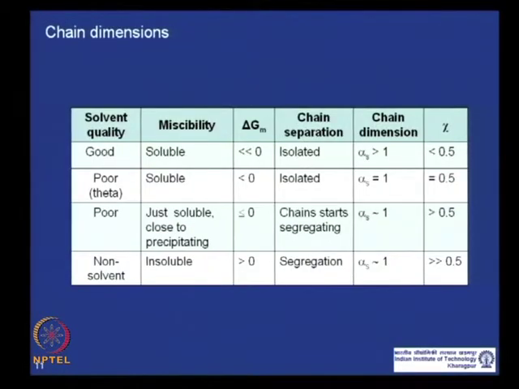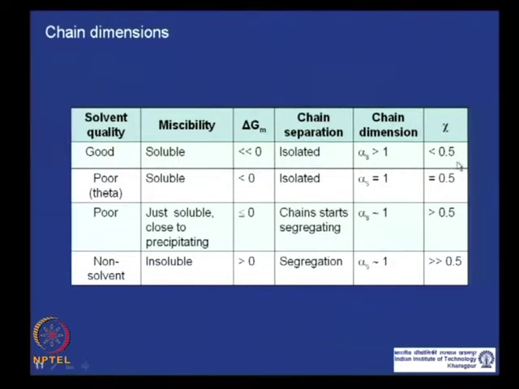Okay, so, in summary, if the solvent quality is good, obviously the miscibility is high and the delta G of mixing is less. If the solvent quality is good in a dilute solution, the chains will separate, they will be isolated from each other, and the chain dimension or the expansion factor will be more than 1. So, the real chain RMS end-to-end distance will be higher than the RMS end-to-end distance for the unperturbed chain, and chi, the polymer-solvent interaction parameter, will be lower than 0.5.